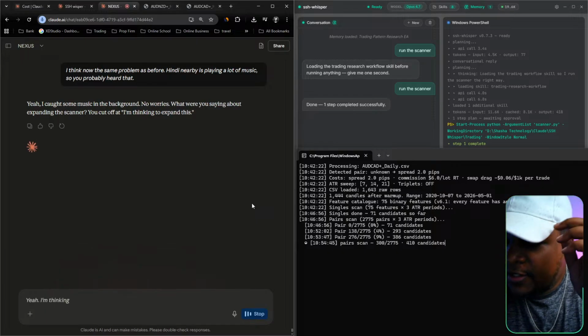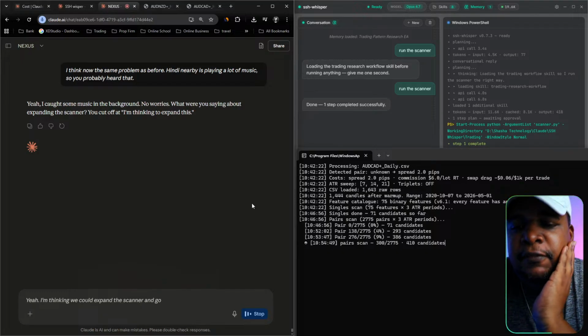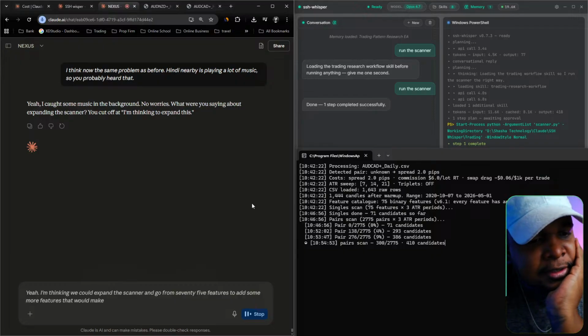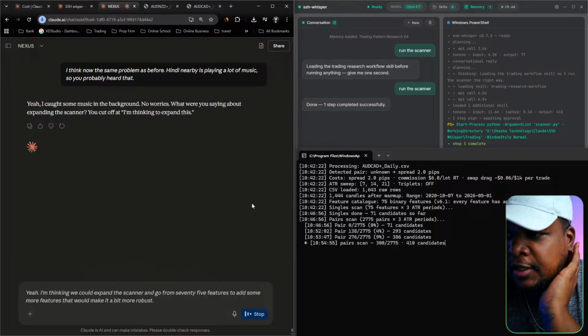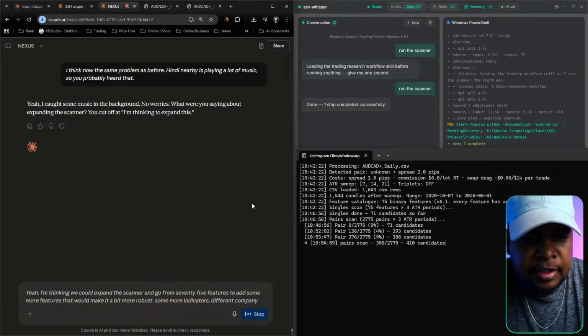Yeah, I'm thinking we could expand the scanner and go from 75 features to add some more features that would make it a bit more robust. Some more indicators, different combinations of indicators, and so on.